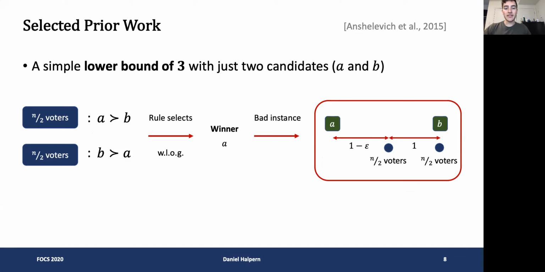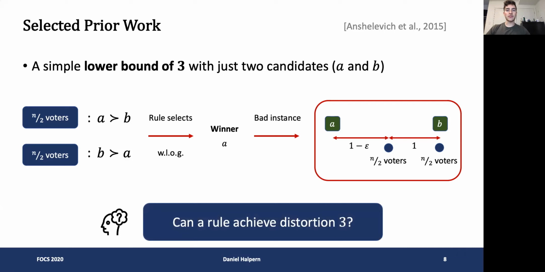And if you calculate the distances, you'll see that the cost of A is approximately 3 times more than the cost of B. So since this was without loss of generality, the voting rule can never have distortion strictly less than 3. And note that the problem here was that the voters that preferred A to B did so much less than the voters that preferred B to A, but there was no way for the voting rule to know that. So natural question then is, can we always achieve distortion of 3?